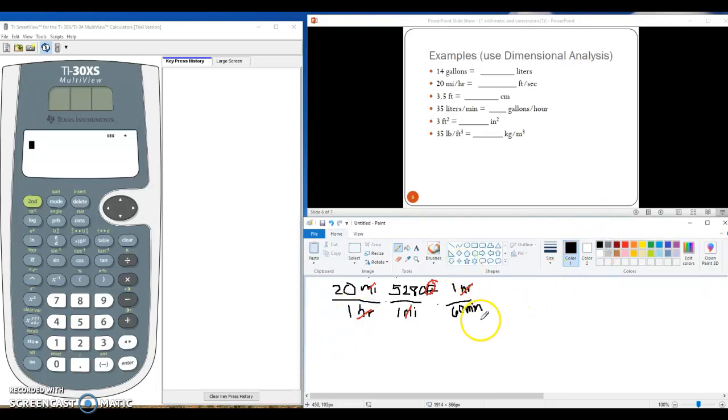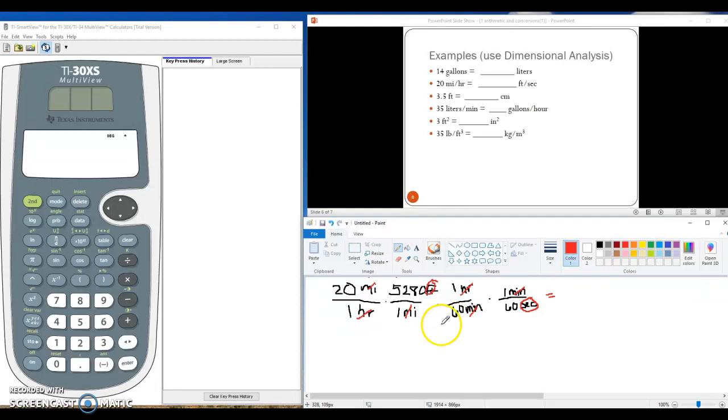But I don't want to circle minutes because minutes is not part of my answer, so I want to keep converting. Minutes is on the bottom, so I want to put minutes on the top. So 1 minute is the same as, or is equivalent to, 60 seconds. So now I can cancel minutes and minutes, and I do want to circle seconds because that is one of the labels that I want in my answer.